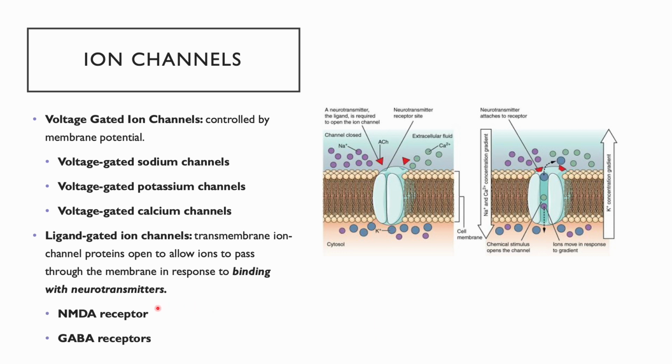Interestingly, there are 2 receptors we'll talk about, including the NMDA receptor and GABA receptor, that have ligand-gated ion channels. The NMDA receptor is specifically important because it's the main glutamate receptor in the brain, and it has both ligand-gated and voltage-gated ion channels, which we'll talk about later on. Additionally, GABA is the main inhibitory receptor in the brain.